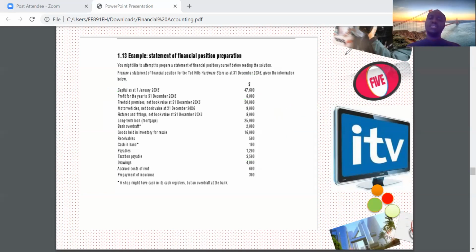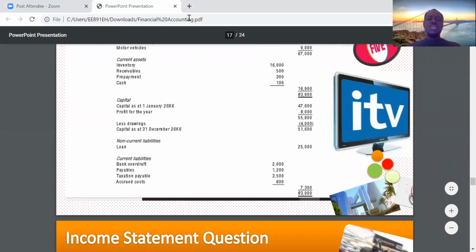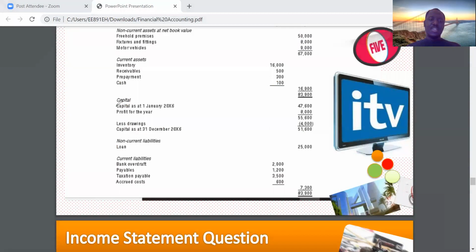So let's go back to the solution and see what's happening. You see exactly what we said. Your capital at the beginning is 47,600 here. You have your profits in there, 8,000, and you have your drawings, 4,000. It gives you an ending capital balance of 51,600 right here. So now we've finished the capital side. For capital, you add your profits for the year and you take out your drawings.